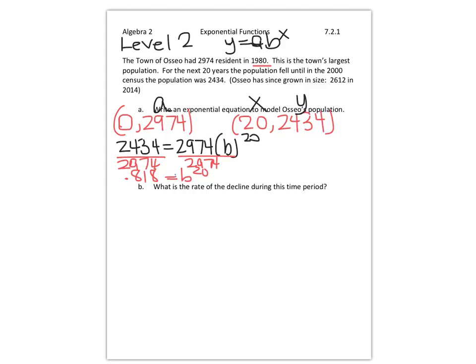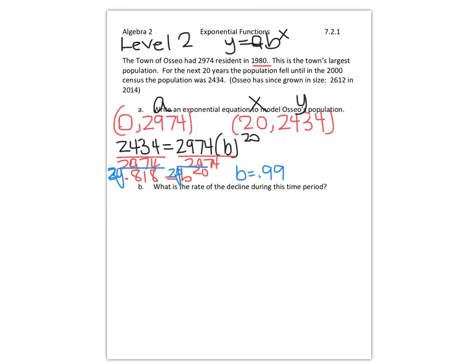Okay, and then we use the correct type of root to get rid of the exponent, which is going to be a 20th root. So we'll do the x root in our calculator. Remember, you do 20 first, and then you find your x root symbol. And then you do the 0.818. And you get 0.99. So B equals 0.99.